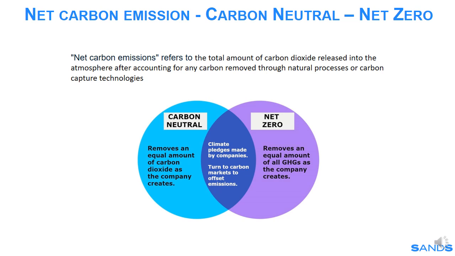Net carbon emission is defined as the total amount of carbon dioxide released into the atmosphere after accounting for any carbon removed through natural processes. The definitions for carbon neutral and net zero are also given here, but we will not discuss them now.